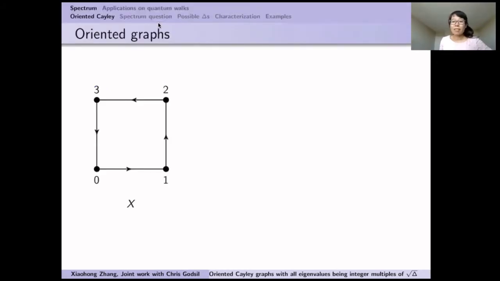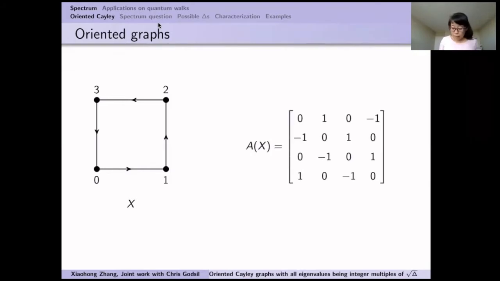First, what is an oriented graph? It's just a simple digraph where between any two vertices, there is at most one arc between them. We cannot have some other ones. We can represent an oriented graph with a matrix. Here we are interested in 0, 1, minus 1 matrices. So we have an arc from 0 to 1. The 0, 1 entry is 1, and the 1, 0 entry is minus 1. There is no arc between 0 and 2, so the 0, 2 entry and 2, 0 entry are 0.